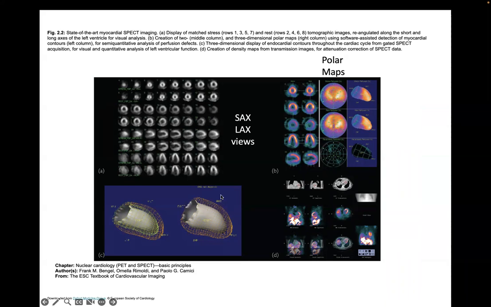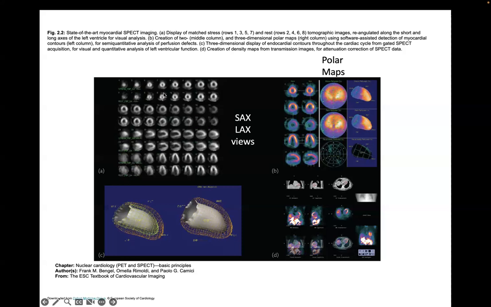But a short axis view of the left ventricle looks like a donut, and that's when you cut it along one of these planes that cut through the left ventricle. And so you can see the myocardium all the way around this short axis view. And when SPECT images are shown, the brightness here corresponds to the amount of radiation that was emitted from this point, right? So that's what the brightness means.